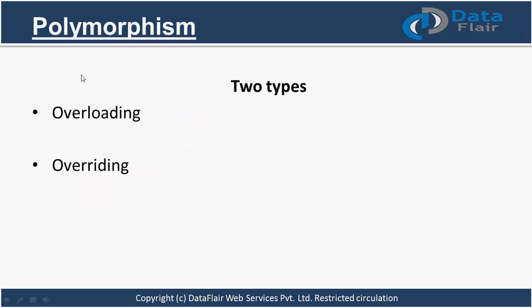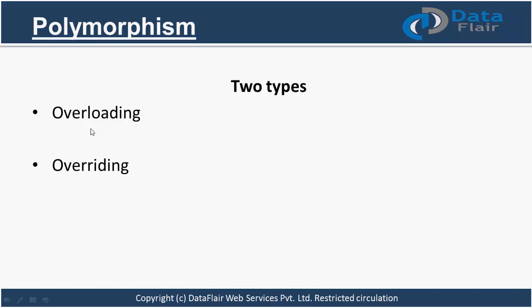So now let's focus on the concept of polymorphism. Polymorphism is one of the amazing concepts in OOPS. When you talk about polymorphism, poly means many and morphism means behavior. It simply means you have multiple behaviors. Polymorphism has two types: one is method overloading and the other is method overriding.